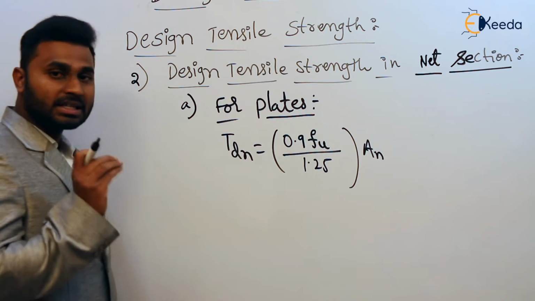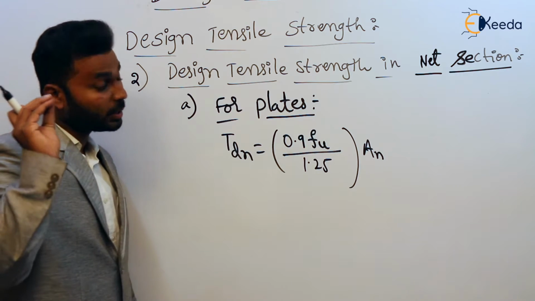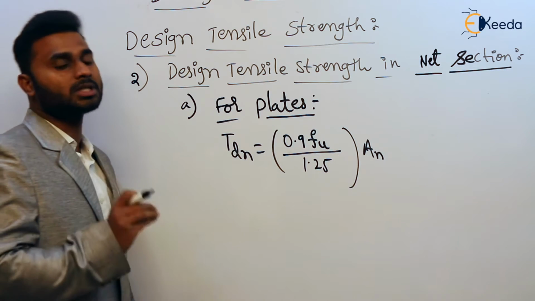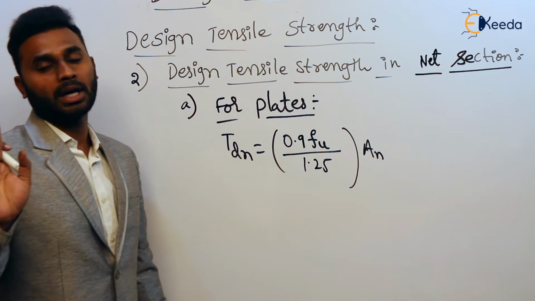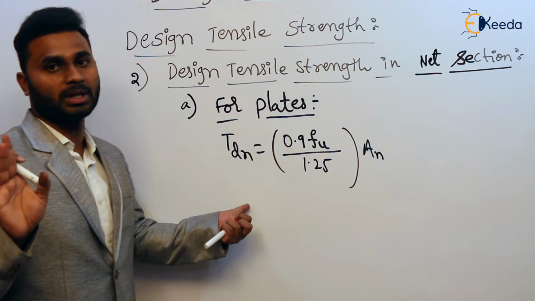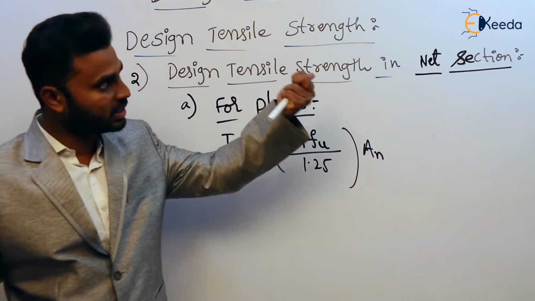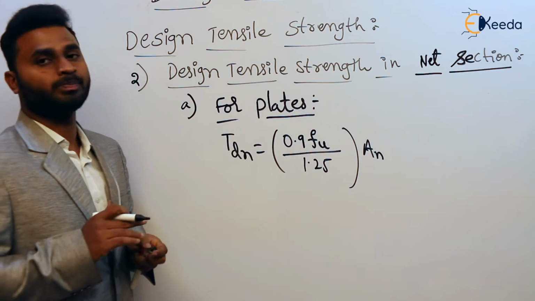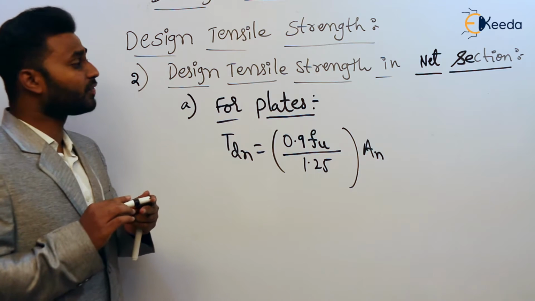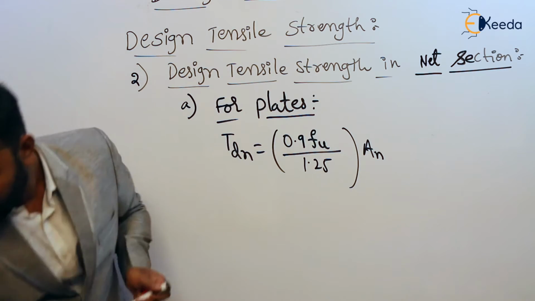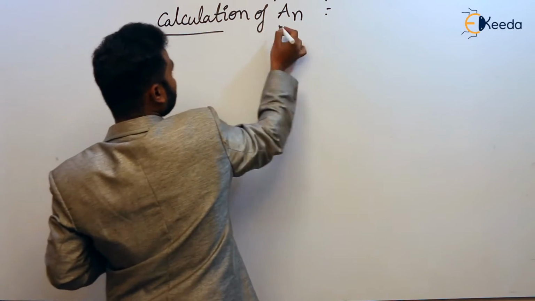Now here, how to calculate this A net? Whenever we were discussing the bolted connection, I skipped this topic, the calculation of tensile strength for a plate or a member. So here I am going to explain this. First we are done with design tensile strength in cross section yielding. Now the second case, this is the formula. So now the calculation of A net for the plates. An is nothing but the net area.